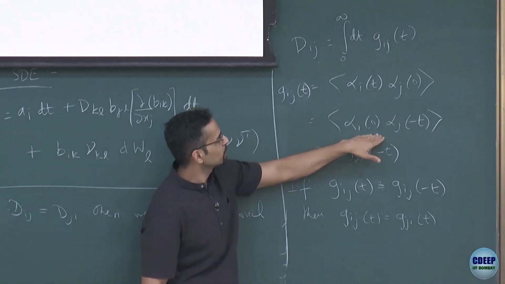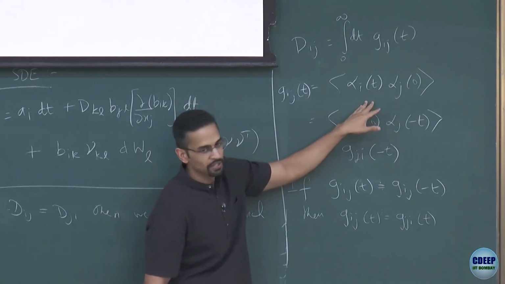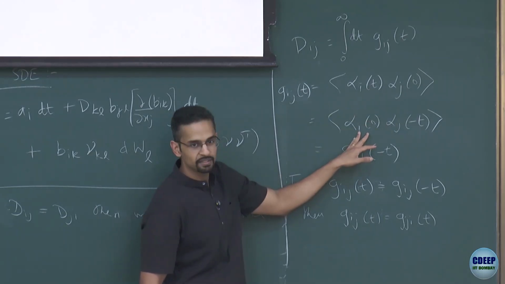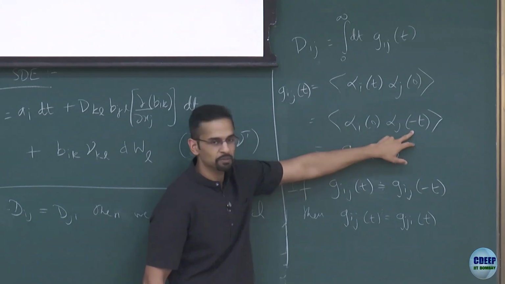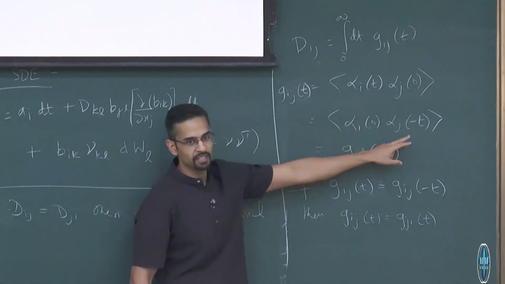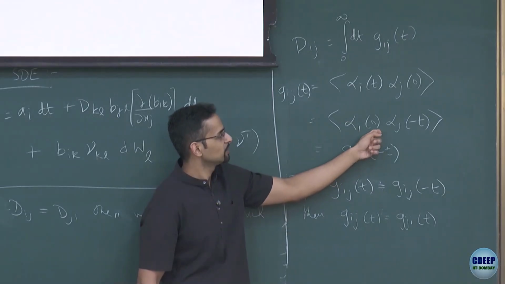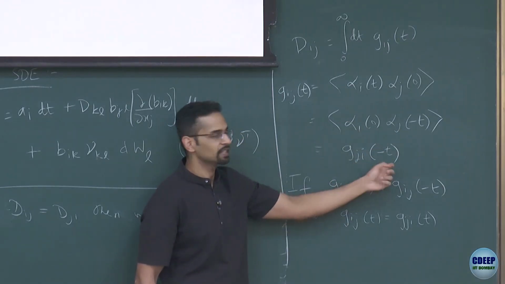Now I go from here to here just using what this quantity actually is, which is alpha I is in the future. So I do that here. It's just that I call the future 0, so the past was minus t. Now I apply the definition again. I need the second index to be at 0, the first index to be at the argument. So then I get this.